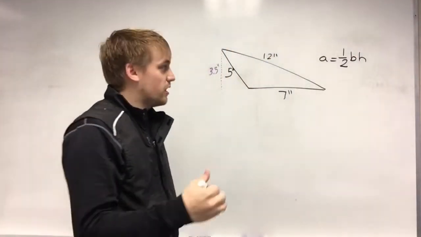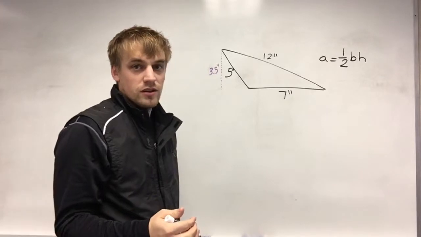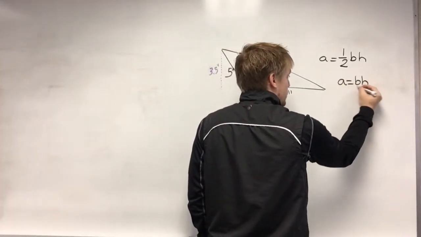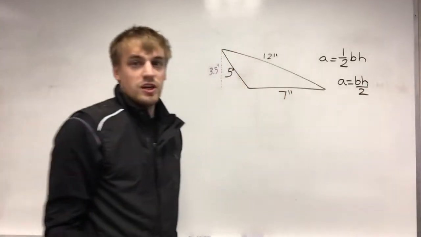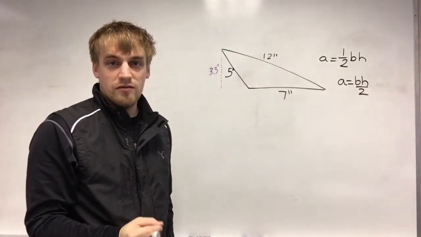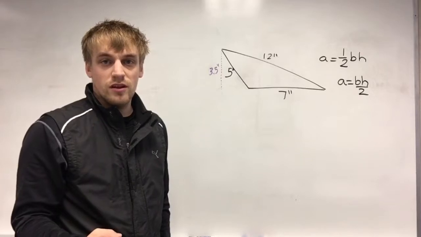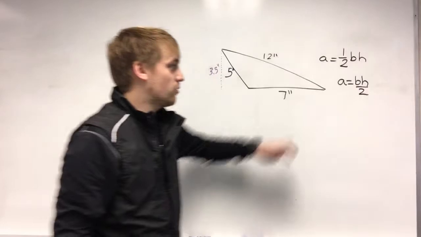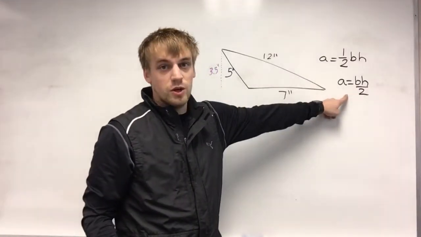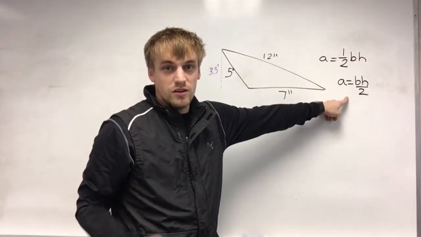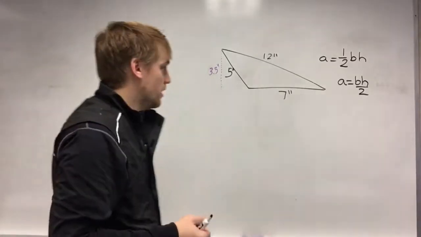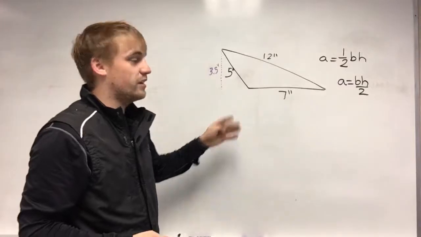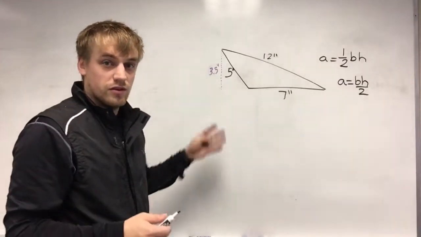Another way that you can think about that formula is area equals base times height divided by 2, because multiplying by 1/2 and dividing by 2 are the same thing. I like to use this one, I just think it's easier, but either one of these will work. So I want you to put this in your notes on your formulas page as well. Okay, so in this question right here, we're going to find the area of the triangle.